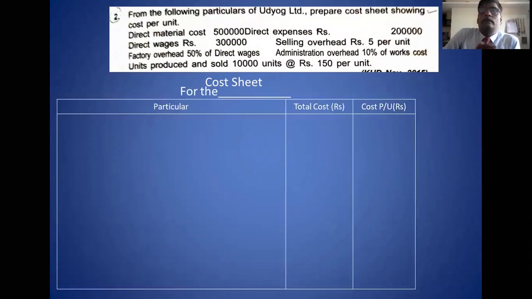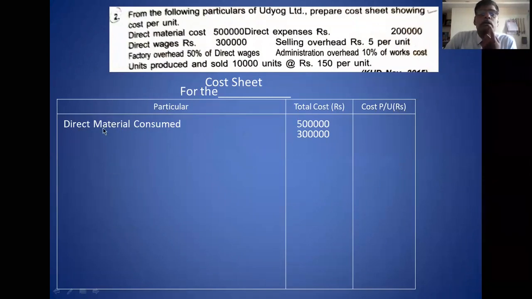I have not taken the date. First, direct material consumed, it is 3 lakh. Divided by 10,000, sorry, it is 10,000 per unit. Okay, little bit confusion is there. Direct material consumed is 5 lakh. You divide this by 10,000, you will get 50 rupee per unit.